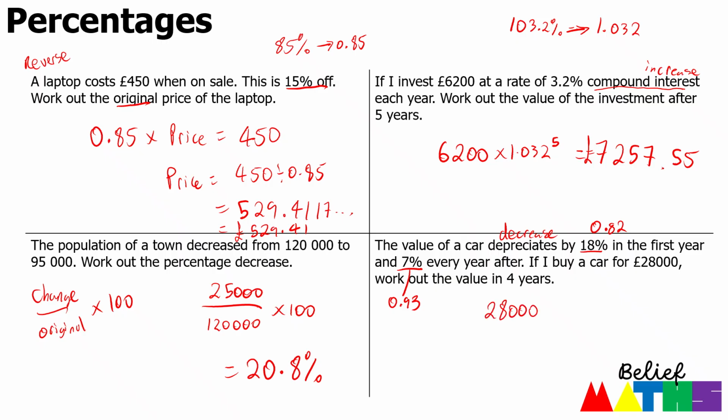and I can stack these multipliers together, I'm going to do my 0.82 for 1 year because it was the first year only. And then I'm doing 7% every year after that, so 0.93. And I want to find the value after 4 years. Well, I've used one of the years, so I've got 3 more years to use, and that's after 4 years. And again, just using your calculator, that gives you an answer of 17,175.27.